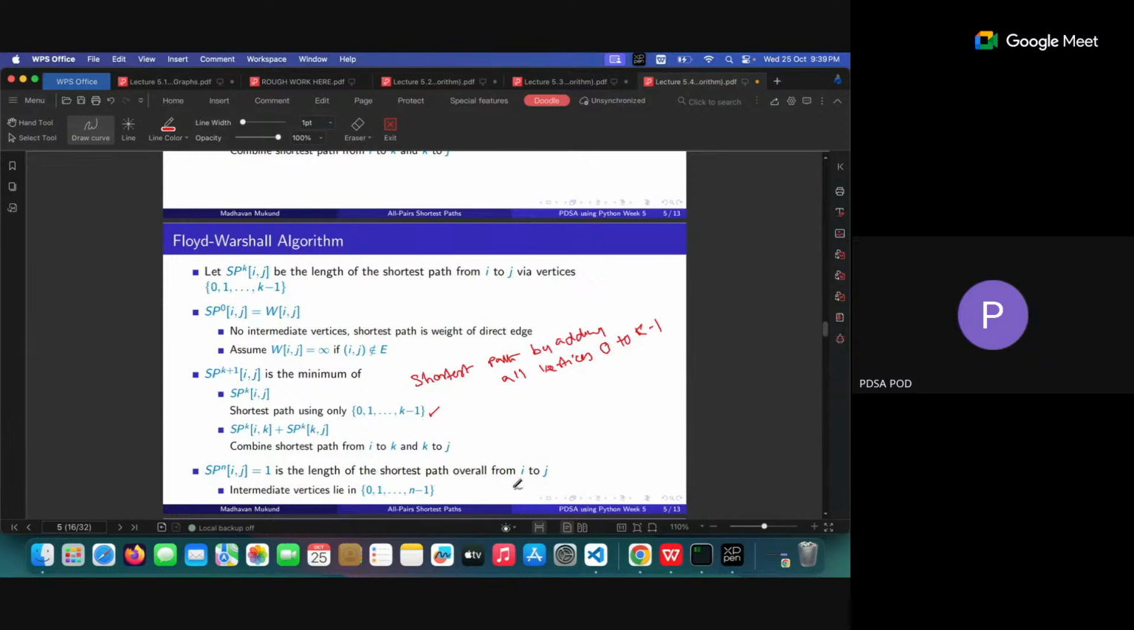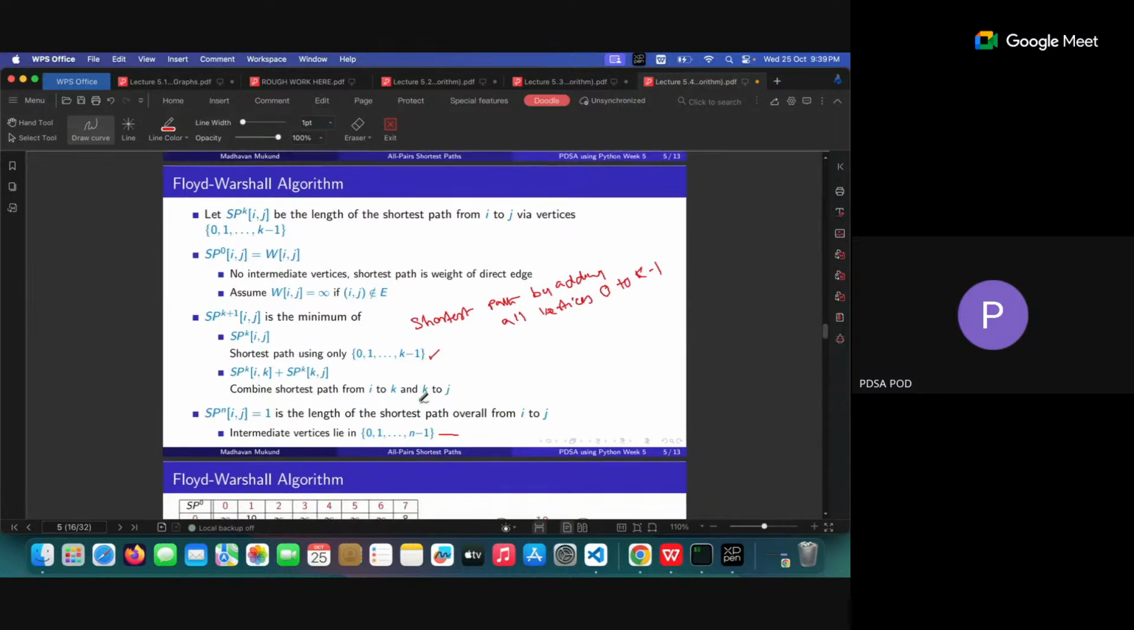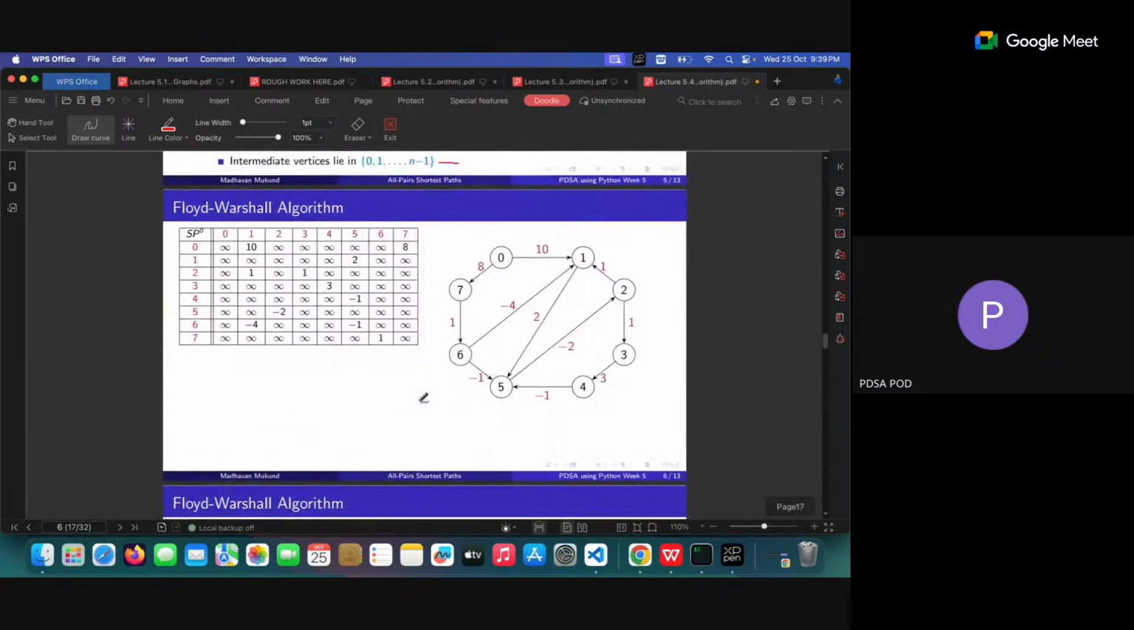So the length of the shortest path of overall I to j is intermediate. All vertices length is calculated. But here length is not considered. We are considering the weight only. So weight only is considered. So please look at here. Different versions are taken, same like what has been done earlier.